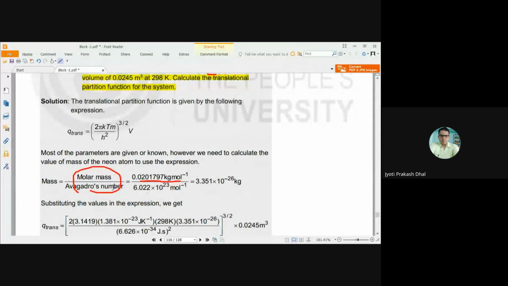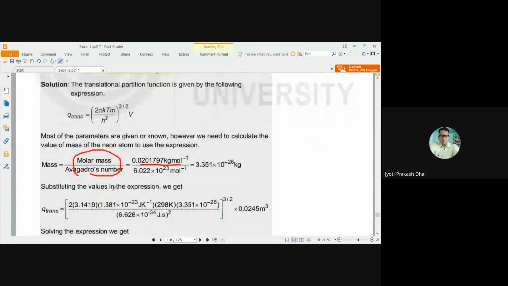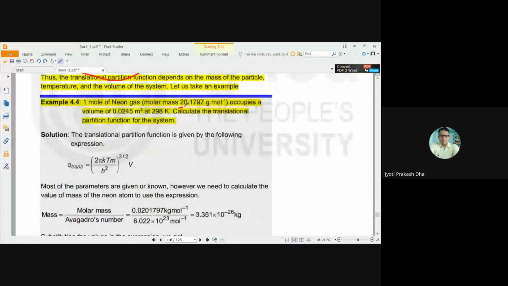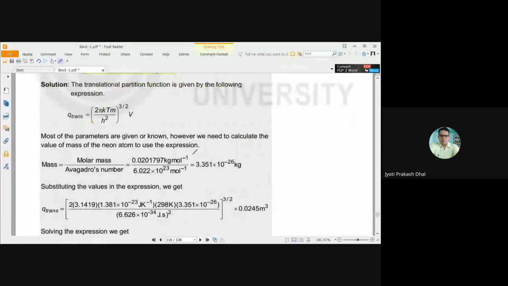So here we have to find out the mass of a single neon particle. So the mass of a single neon atom is molecular mass divided by Avogadro's number. Here the molecular mass given in the question is 20.1797 gram per mole, but we are putting the value in kilogram per mole. So the molecular mass of neon in kilogram per mole divided by Avogadro's number, that is 6.022 into 10 to the power 23, and finally this is the mass of a single neon atom, that is 3.351 into 10 to the power minus 26 kg.